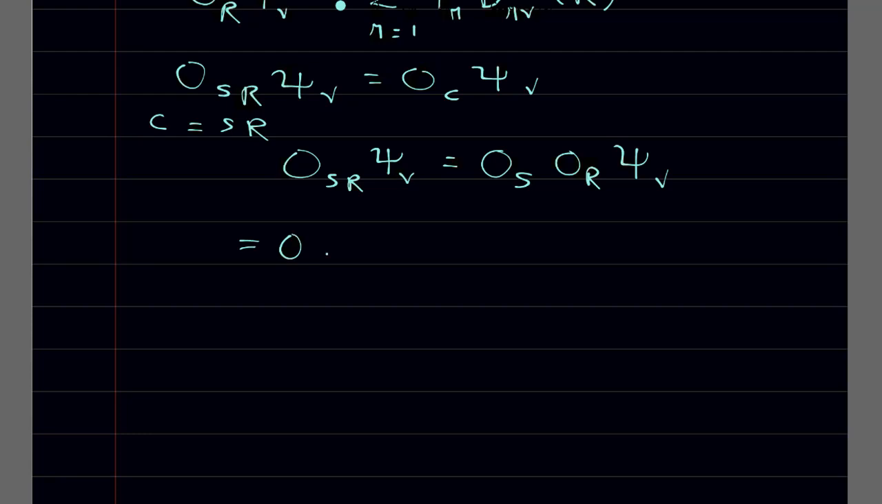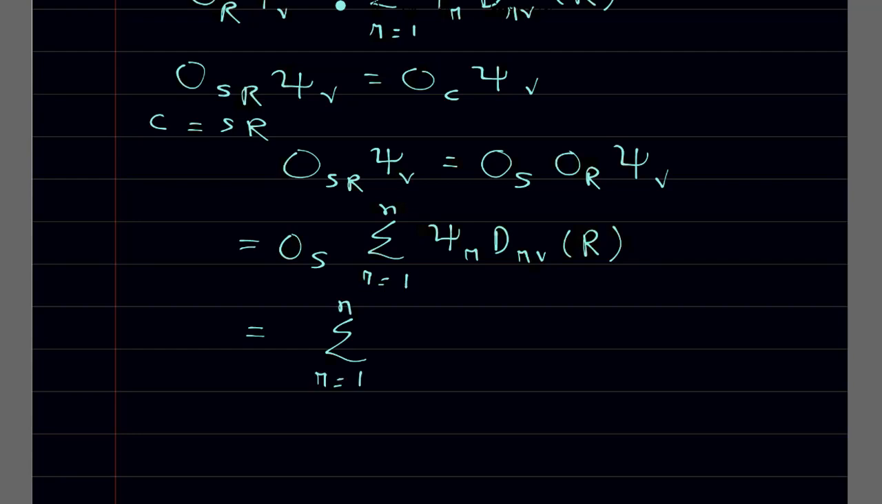I keep the O_S here and I look at the action of O_R on psi nu. I know that the action is summation mu goes from 1 to n, psi mu D mu nu of R. I know this. Now what I'll do is I'll make O_S act on psi mu. So keep this here, mu goes from 1 to n, and I'm going to make O_S act on psi mu, and I'm going to keep this matrix outside here.